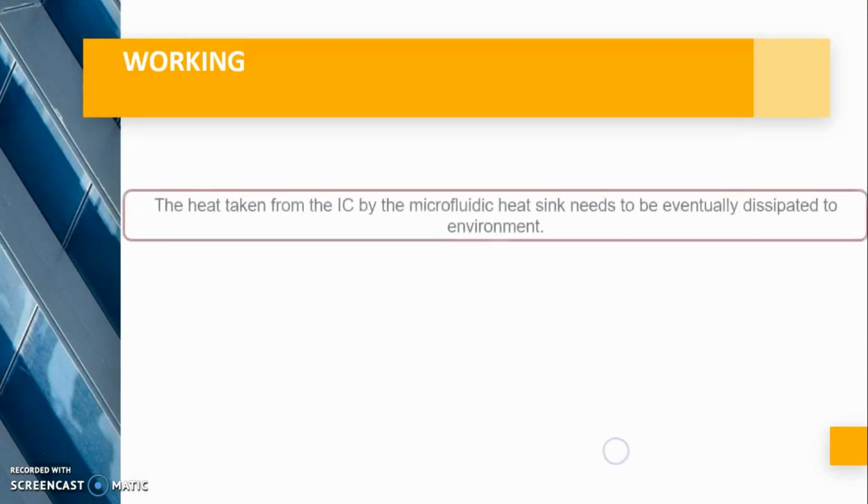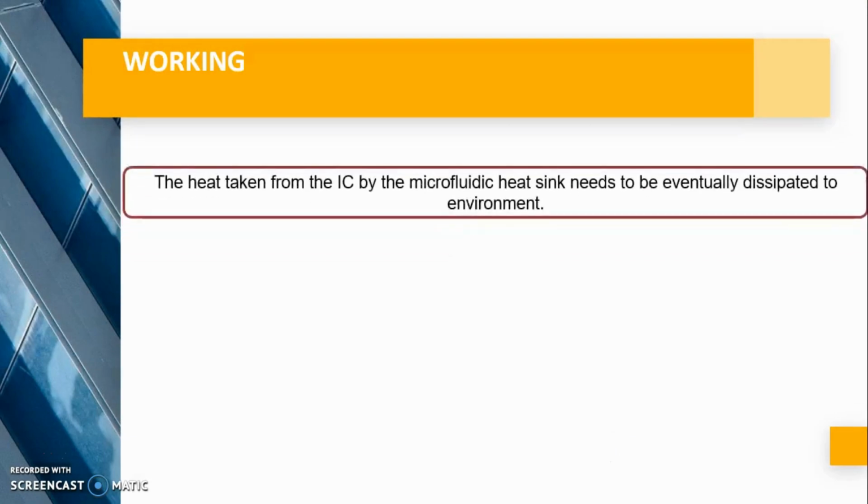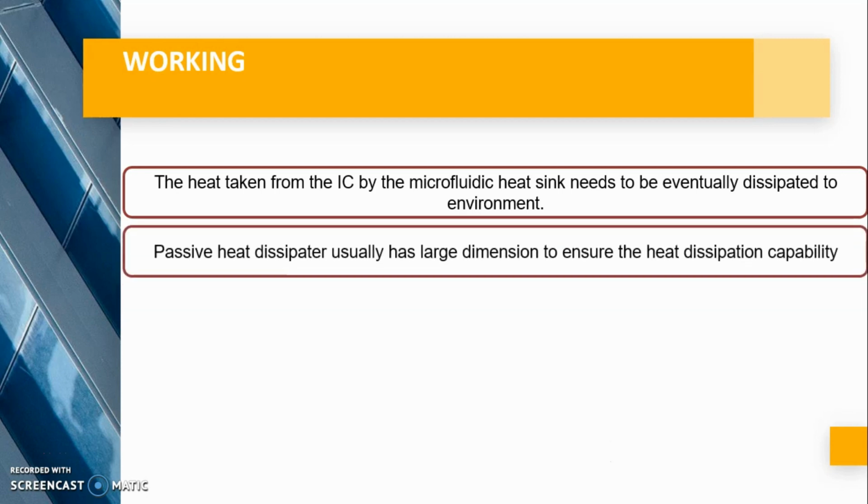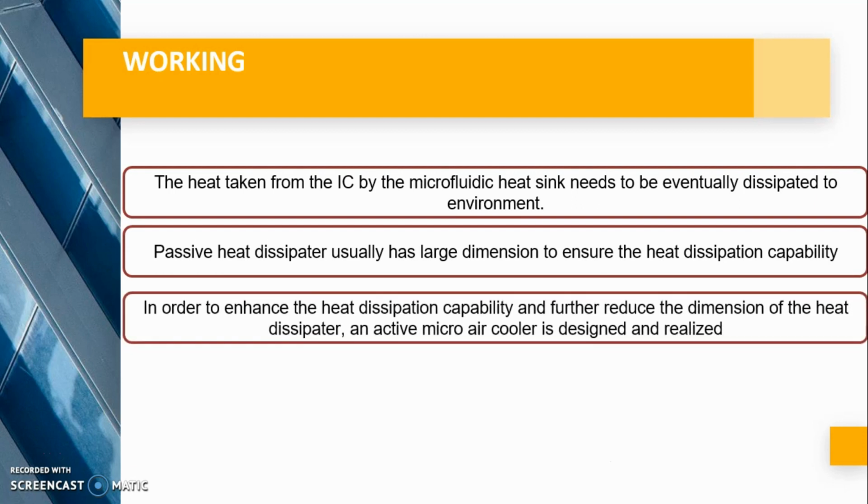Now let's talk about the micro air cooler. The heat taken from the IC by the microfluidic heatsink needs to be eventually dissipated to the environment. A passive heat dissipator usually has a large dimension to ensure the heat dissipation capability. In order to enhance the heat dissipation capability and further reduce the dimension of the heat dissipator, an active micro air cooler is designed and realized.